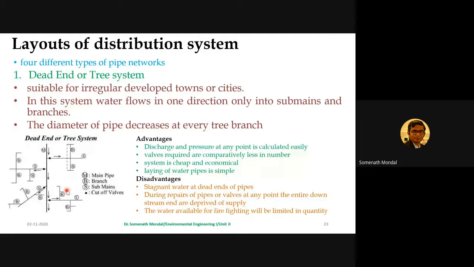In this method, water can reach a particular point only through one route. So if there is a damage or any repair in the pipeline is required, then you need to stop completely the water supply scheme for the entire city. Thus, if damage occurs or repair is taking place in a main pipe or in a submain pipe, considerable areas would be affected. So this is the most important point.